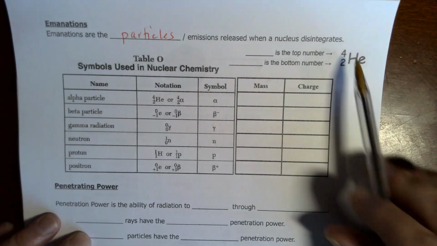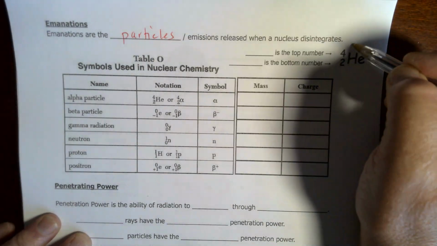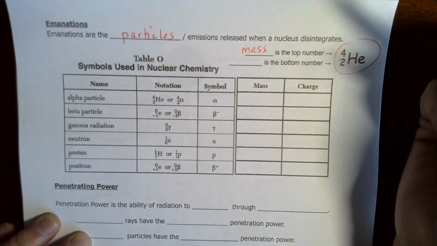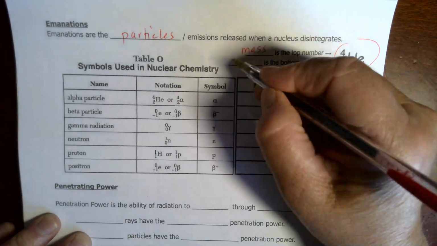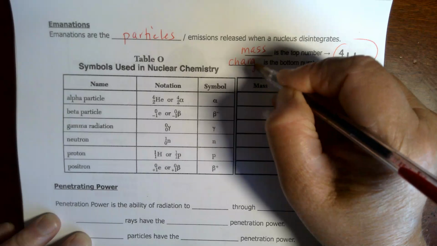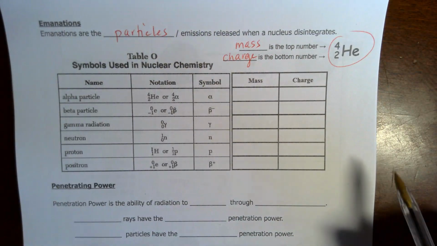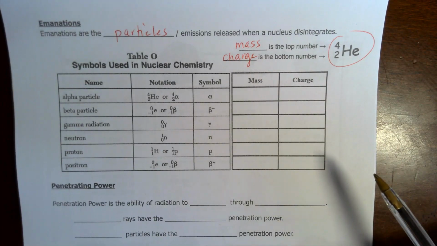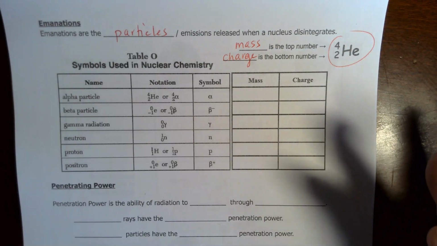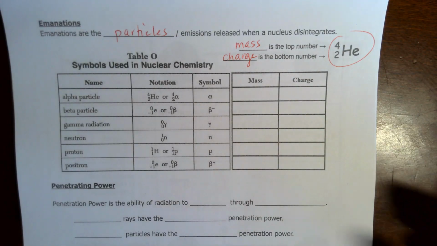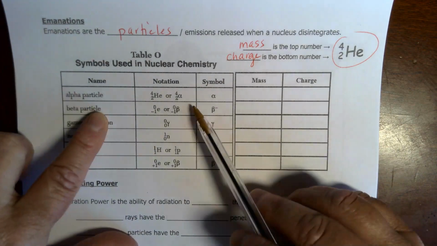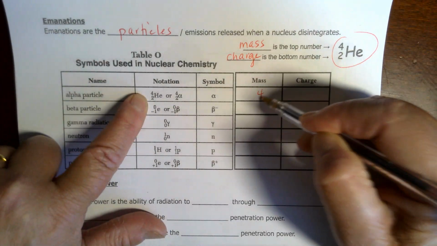So just remember, when we see a symbol like this, the top number is the mass, okay, and the charge of the nucleus is going to be the bottom number. Okay, so it's the atomic number, but effectively it becomes the charge of the particle because we're talking about the nucleus, and the nucleus only has positively charged particles. So the alpha particle has a mass of 4 and a charge of 2.